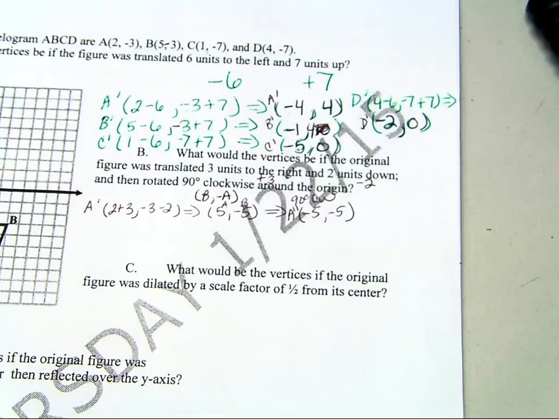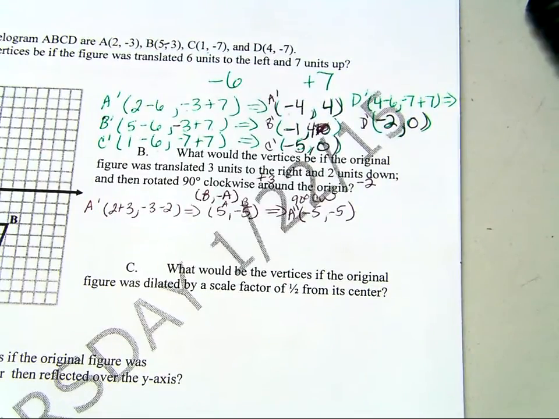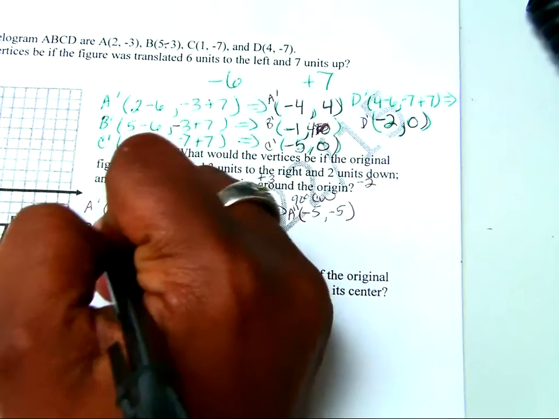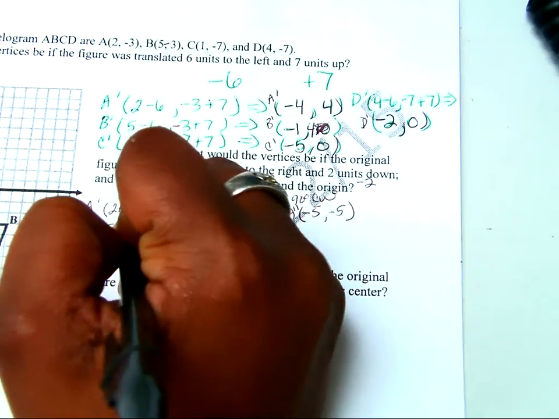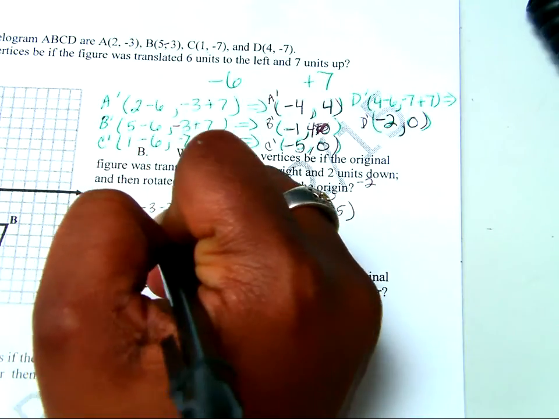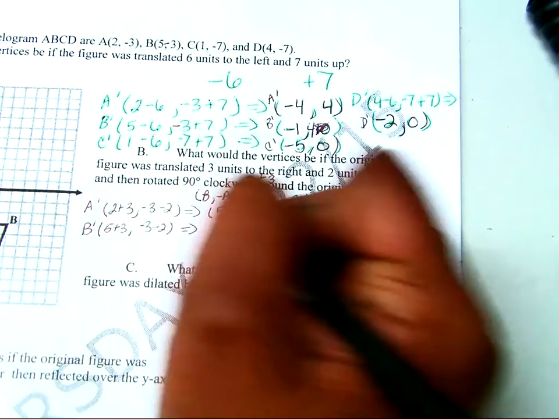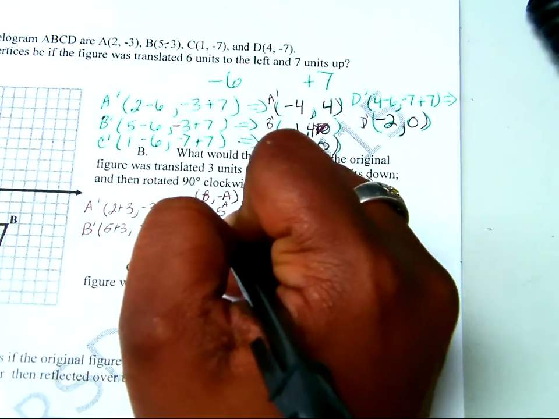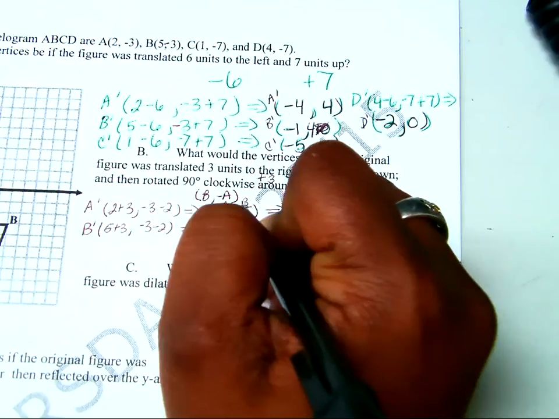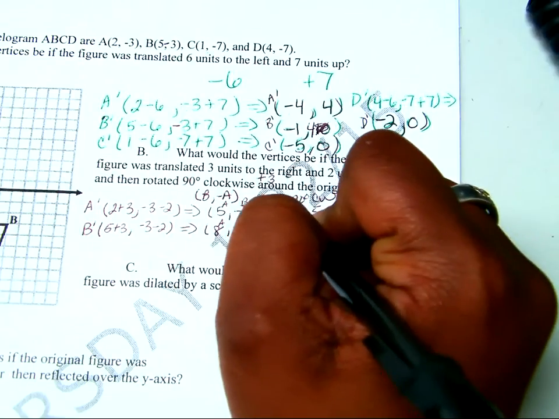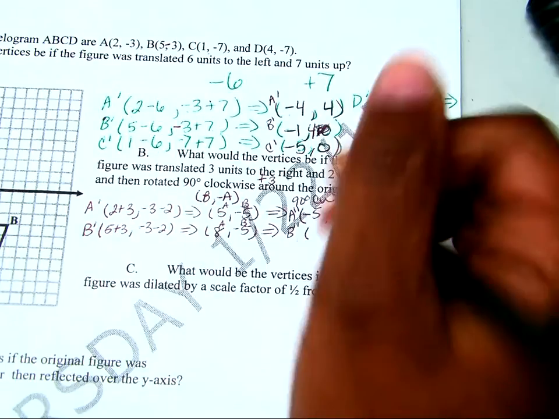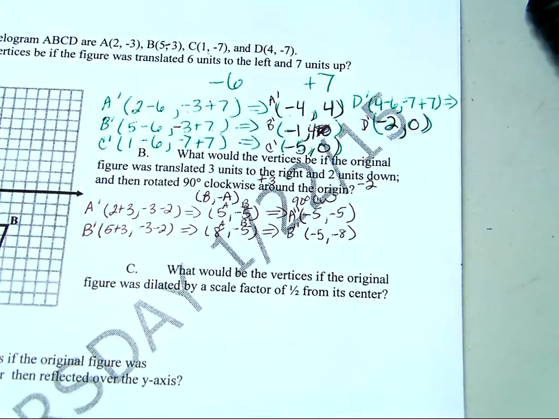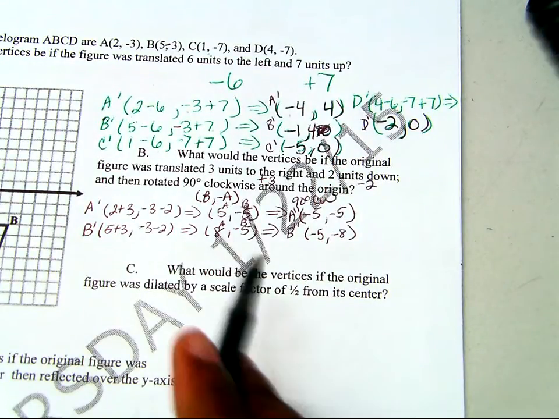Let's do it again. B prime, using these numbers: 5 + 3, comma, -3 - 2 will give me 8, comma, -5. Label those A, B. B double prime will be -5, comma, -8. Remember, I labeled them, and I just made sure I put them in this order at the end.